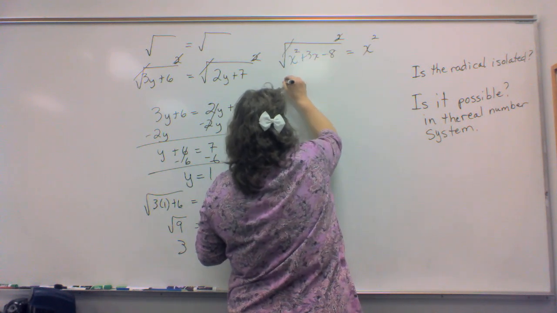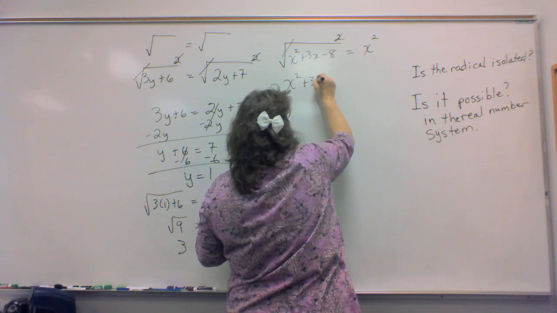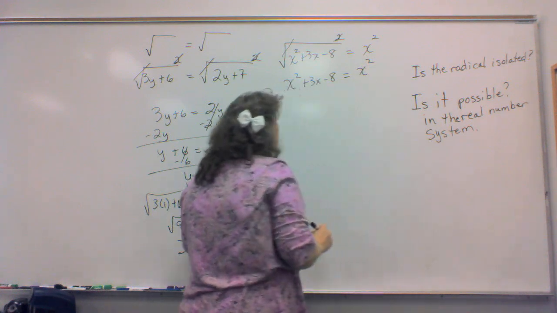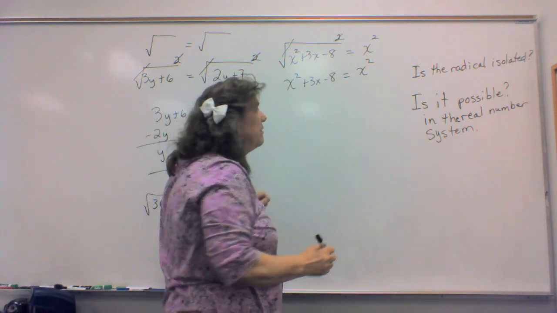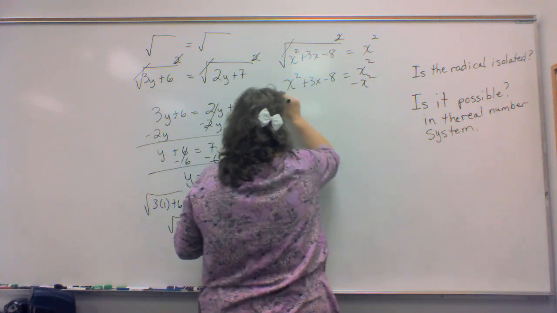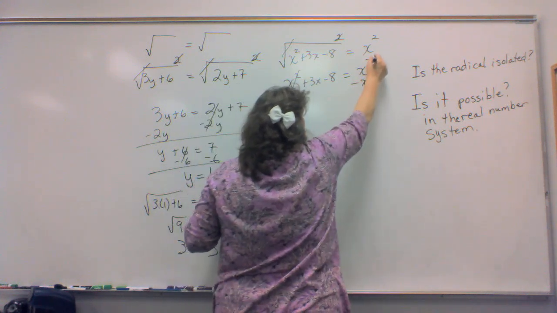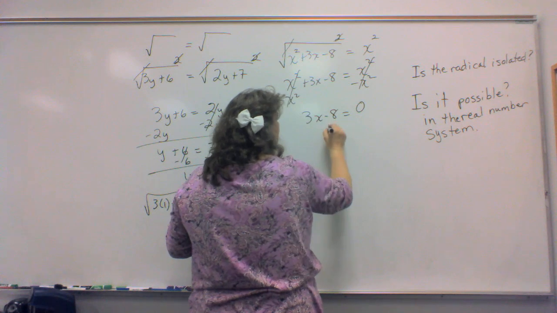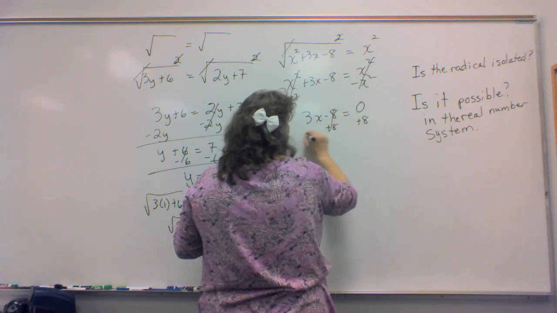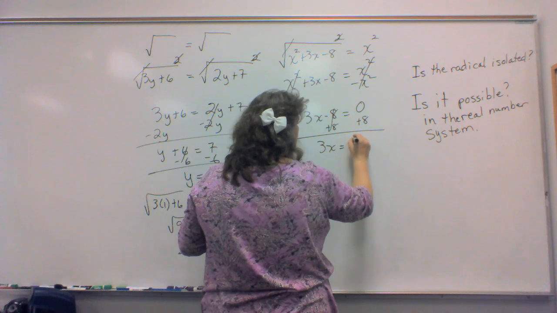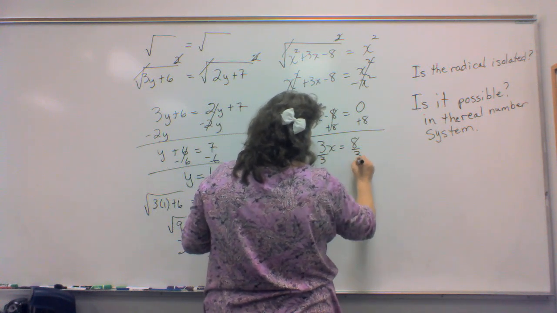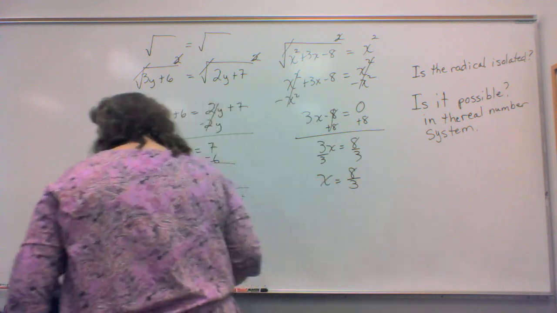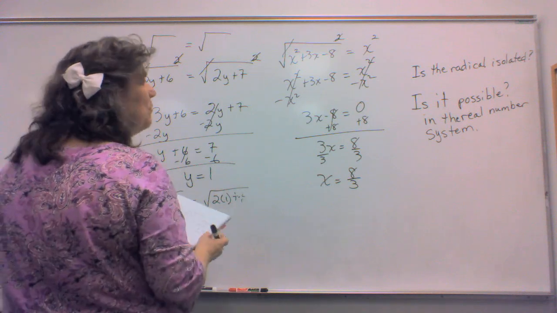This undoes that, leaving you with x squared plus 3x minus 8 is equal to x squared. Well, what happens when we subtract x squared from both sides? Those disappear, and you're left with 3x minus 8 is equal to 0. Add your 8 to both sides, and 3x is equal to 8, divided by 3, and x is equal to 8/3.